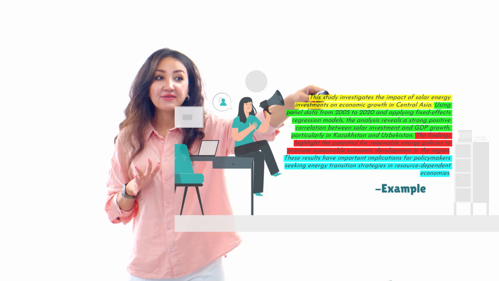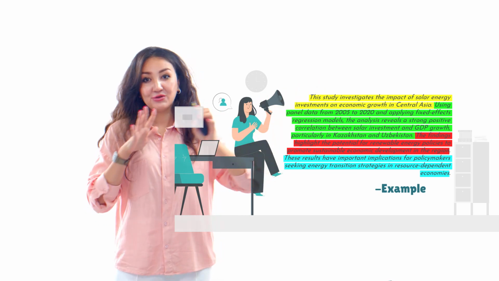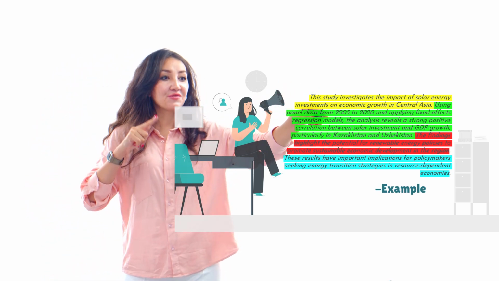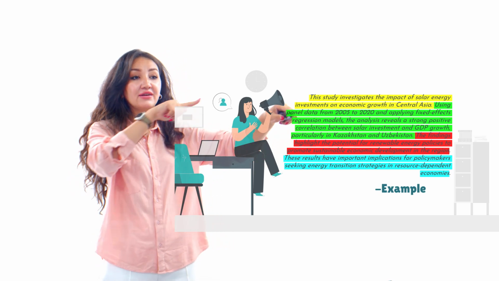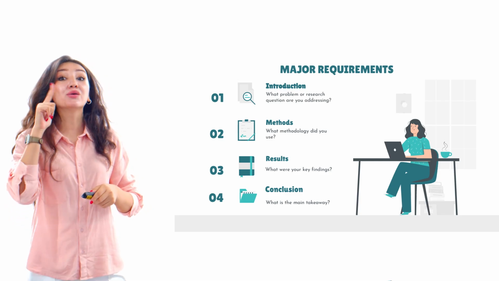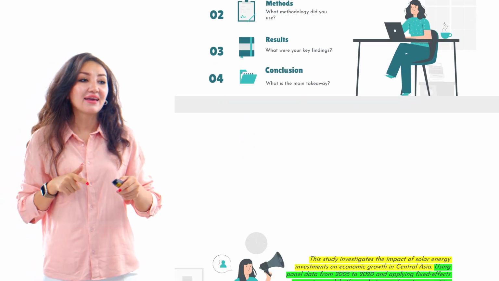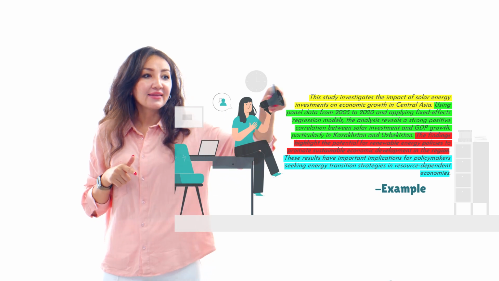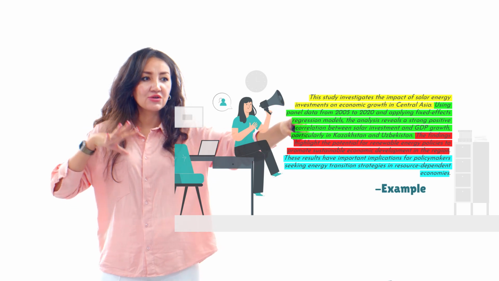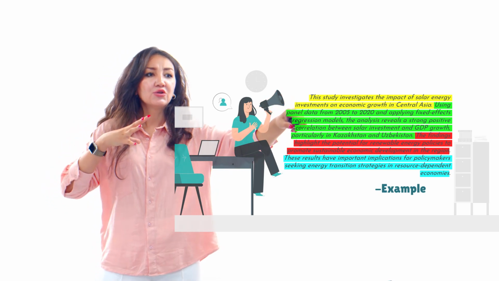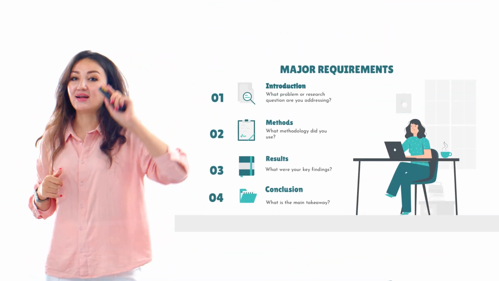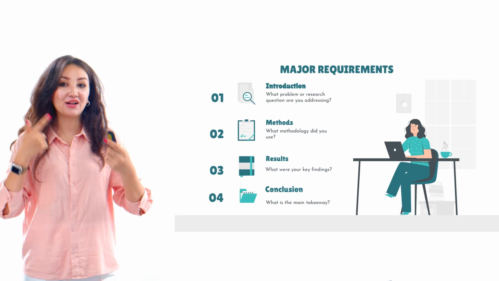And applying fixed effect regression models. I'm sorry for cutting the sentence. Using the panel data from 2005 to 2020 and applying fixed effect regression models, that is actually the method that you are using. Right? Okay. Then we have the findings. The findings highlight the potential for renewable energy policies to promote the sustainable economy in the region. This section is the result. Right? What kind of result you have achieved?